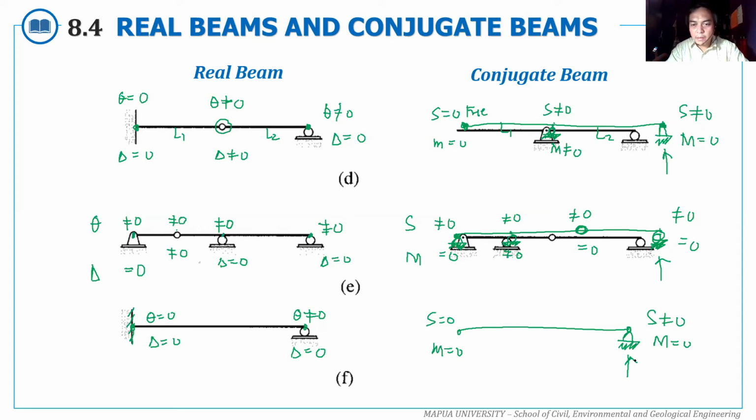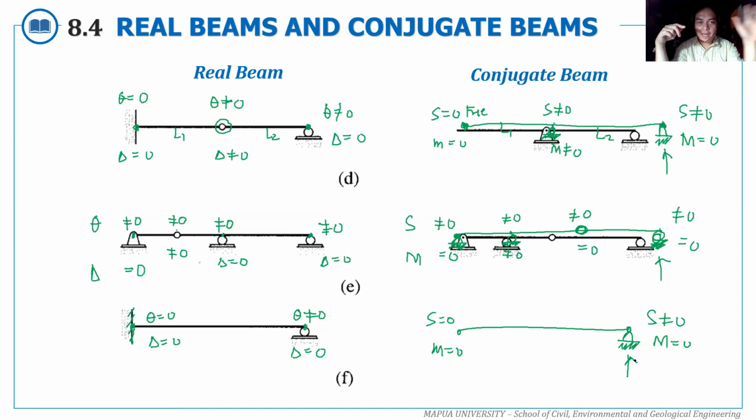Pansinin mo yung conjugate beam. Ano itsura ng conjugate beam? Diba? Parang isang member tapos may hinge sa dulo. Tapos overhang yung dulo. Diba? Unstable yan? Unstable yan, diba? So yan yung sinasabi ko. Ang conjugate beam, not necessarily it would be stable.